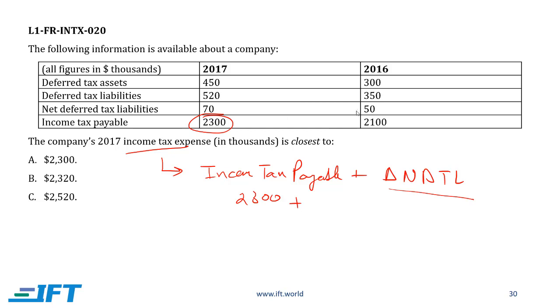What's your net deferred tax liability? Net deferred tax liability is 70 for 2017 and 30 for 2016. What's the change? 20 plus 20. 2300 plus 20 is 2320. Can you calculate this for me? How are we getting this 50? What's your net deferred tax liability? That's your deferred tax liability minus deferred tax assets. 350 minus 300 is 50. 520 minus 450 is 70.